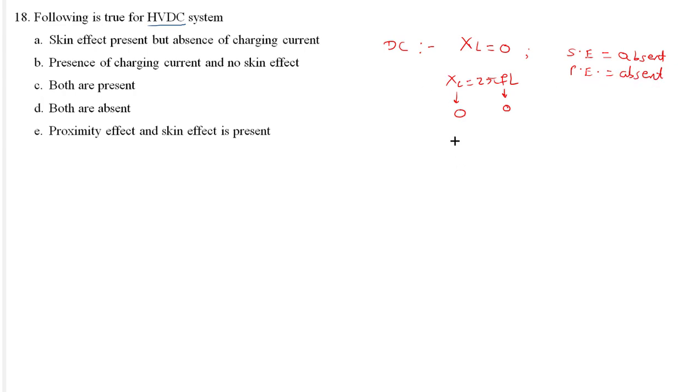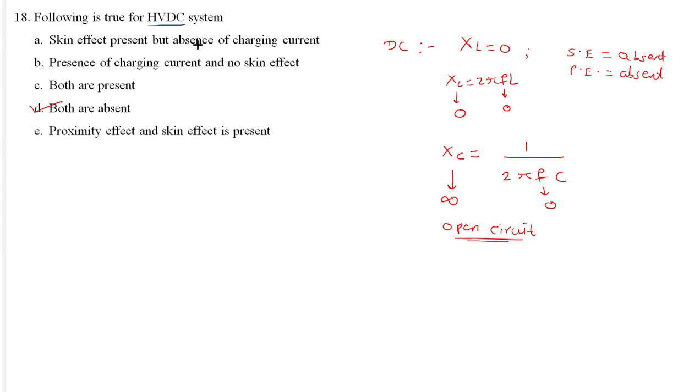Now, what about the capacitance? Capacitance is present only at the start when we are switching the line. Otherwise capacitance will also be absent. So Xc is 1 upon 2 pi Fc. Frequency for DC is 0, so Xc will be infinite. Infinite means it is like an open circuit condition. So if there is an open circuit, there is no question of charging current. So no charging current will flow. So there is no skin effect, no proximity effect, and no charging current. So the correct answer will be both are absent.